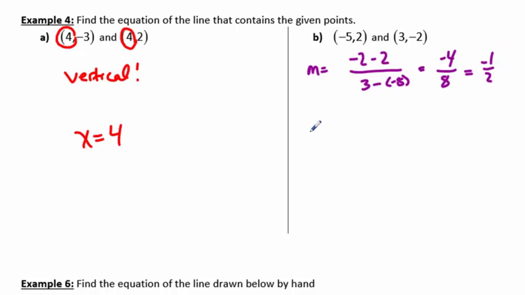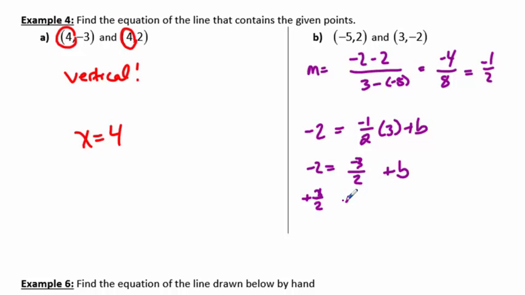Choose either ordered pair. This time I'll choose the second one, just for difference. Negative 2 equals negative 1/2 times 3 plus b. Negative 2 equals 3 times negative 1/2, which is negative 3/2, plus b. Then you're going to want to add your 3/2 to both sides.